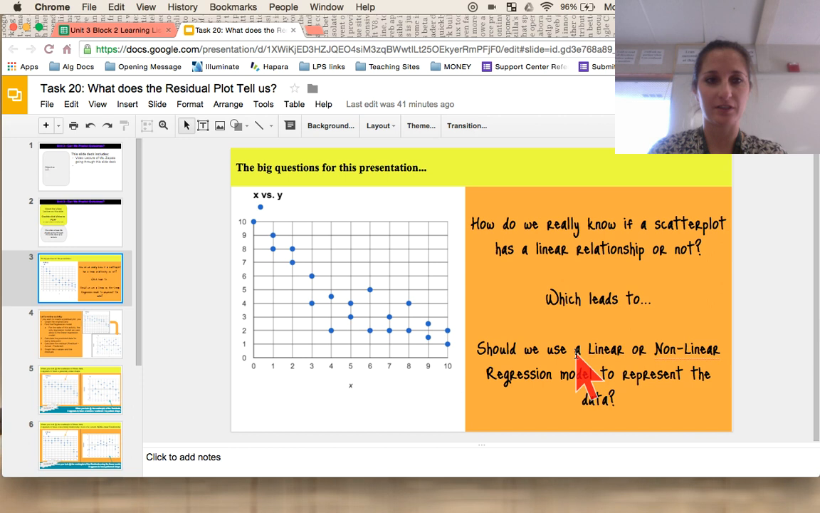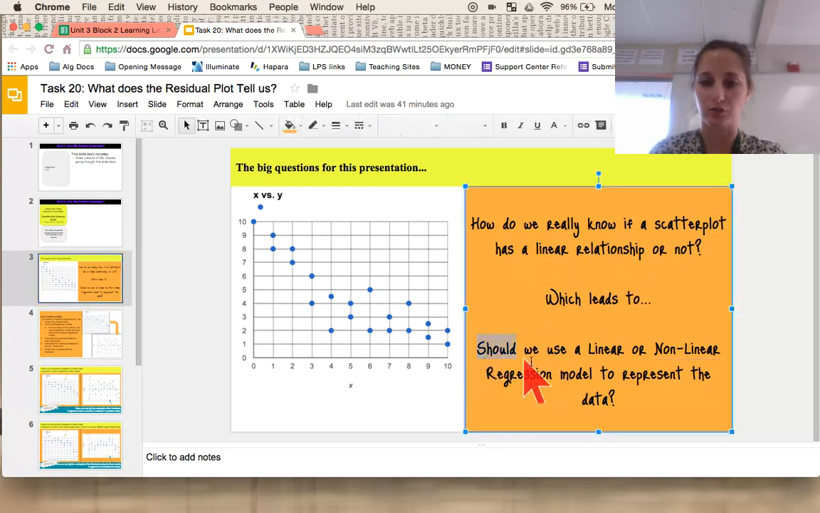All right, so in this presentation, I'm going to go over these really big questions. So how do we really know if a scatter plot has a linear relationship or not? Which leads to, should we use a linear or nonlinear regression model to represent data? So really, why are we making residual plots in the first place?